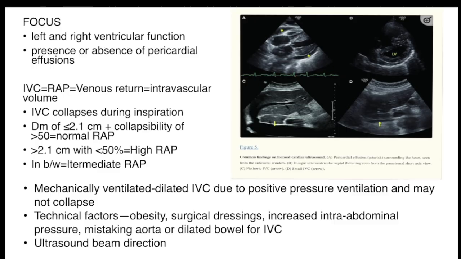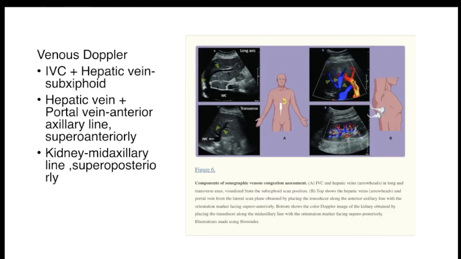But in cases of mechanically ventilated patients, a dilated IVC may be due to a positive pressure ventilation and may not collapse when it comes to inspiration. So, while assessing such patients, the clinical parameters should always be kept on top, and these things should always be used as an adjunct to them. Other than that, there is venous Doppler, wherein an IVC along with the hepatic vein can be seen when assessing them through the subxiphoid space.